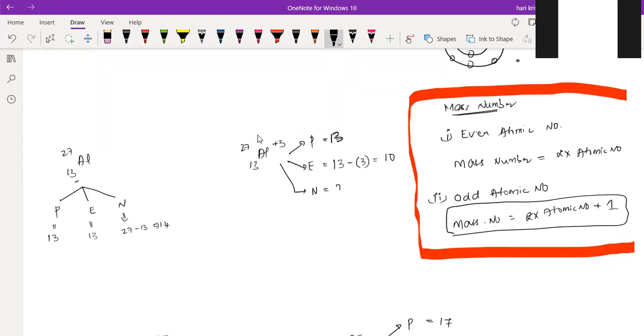The next, neutron. Sir, that is 27. 27 minus 13, sir, which is 14. 14, sir.